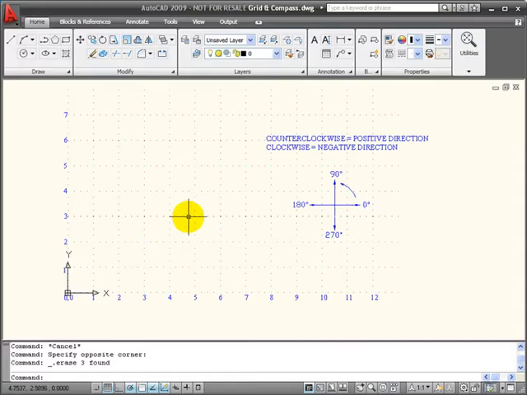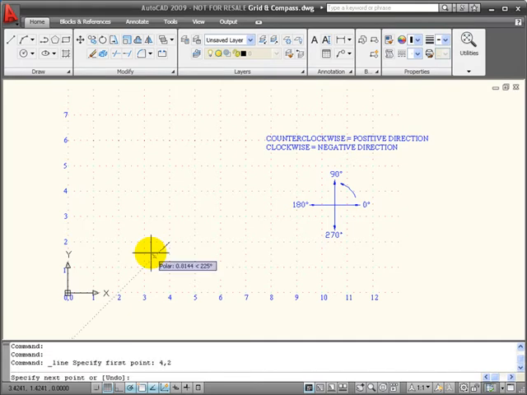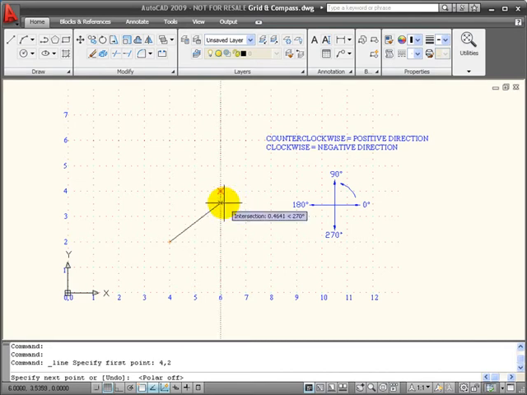So let's look at how we could use relative polar entry to draw something that would be at an angle. I'm going to start a line command, and I'm going to specify the first point. I'm going to enter 4 on the x, comma, 2 on the y, and this is an absolute value to start with. Now I want to draw a line that's going to be 2 inches long and be at a 45-degree angle.